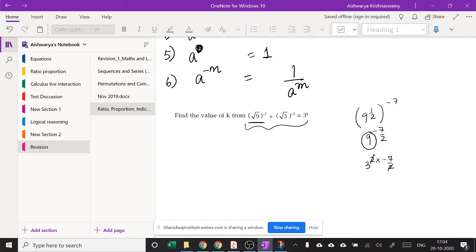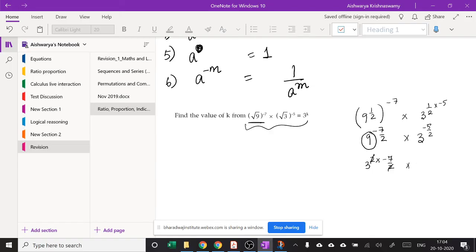So the 2 and the 2 will get cancelled. It will remain as minus 7. Now coming to the second term. Root 3 can be written as 3 power half, into minus 5 whole power. Now, a power m the whole power n is a power mn. So this will become 3 power minus 5 by 2.